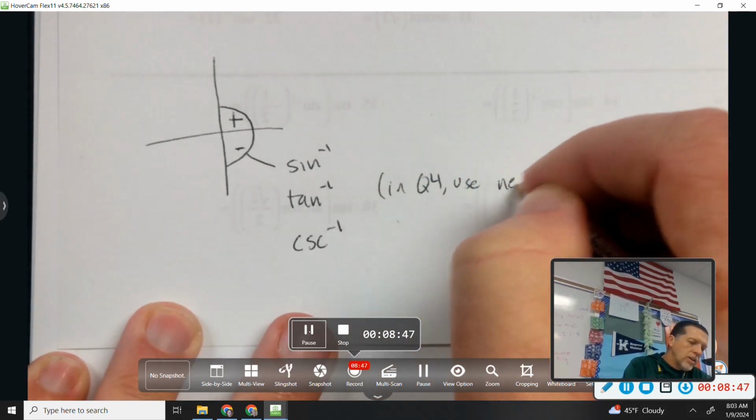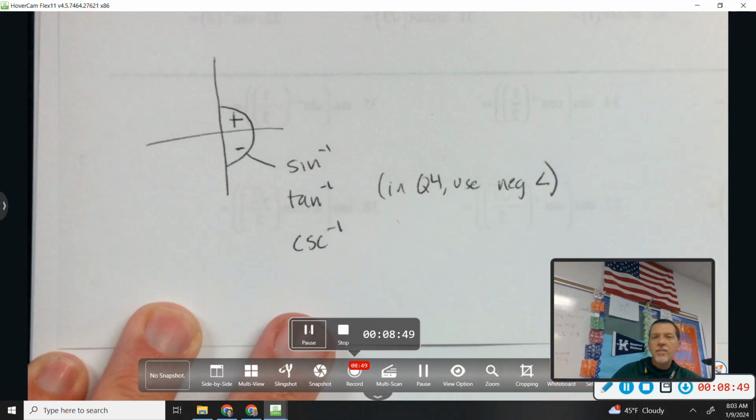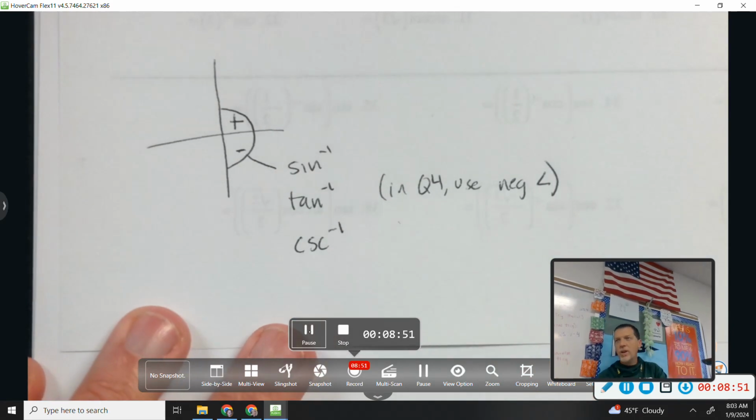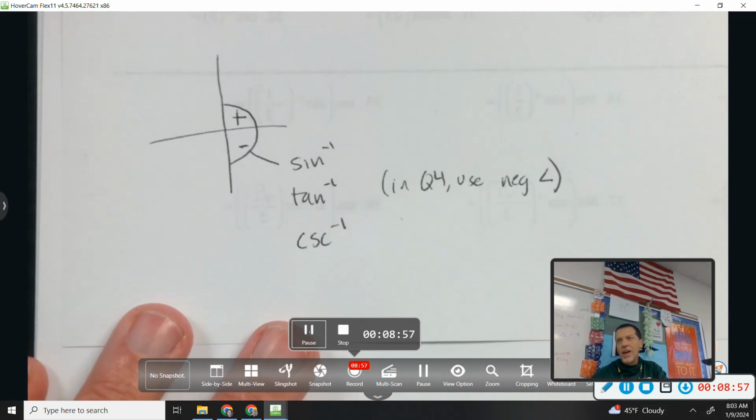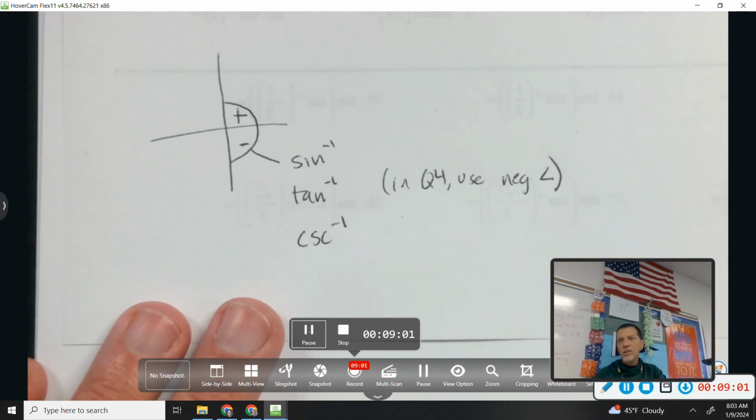And if you're in quadrant 4, use the negative angle. Like, get there as quick as you can. So the name of the game is pick one answer and pick the easiest answer. So if it's in the first quadrant, go with that. If it's negative and you got to figure out where to go, pick the easiest, closest spot.